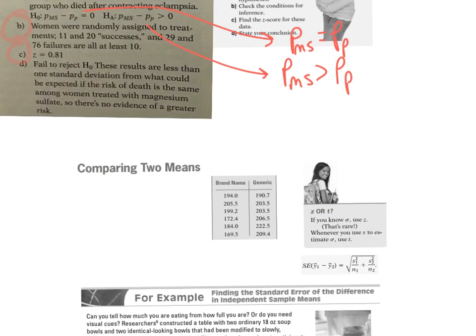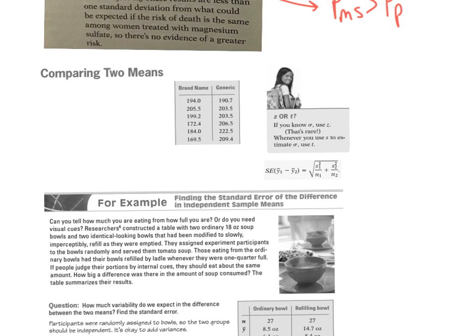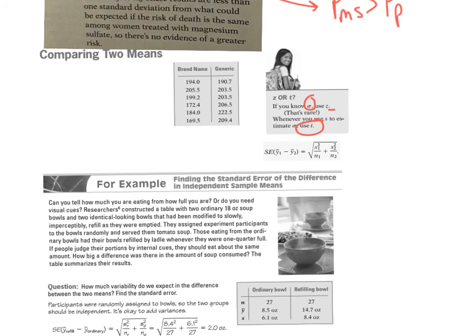Okay, we're going to move on to our last question for today, which is comparing means. Just remember that if you know sigma, use z, and then usually we're going to use t for means because we actually don't know the population standard deviation. So that's why we use t instead of z for our means, okay?